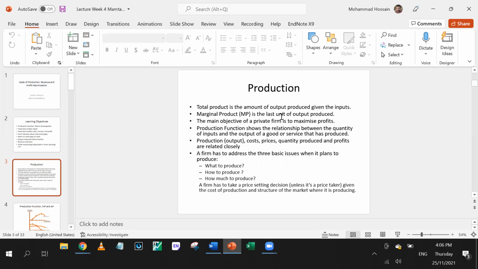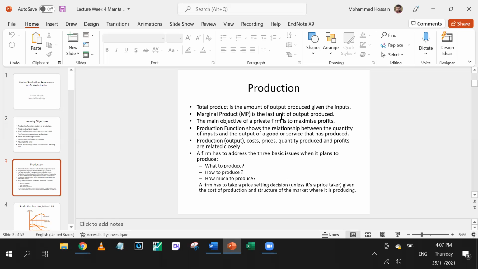All right. We all know that the main objective of any business is to make profit. We call it maximization of shareholders' wealth. That is their main objective, to find out what the maximum profit they can make is. So the production function will tell us the relationship between the quantity of inputs and the output of goods and services produced. The relationship between input and output will be shown through the production function.